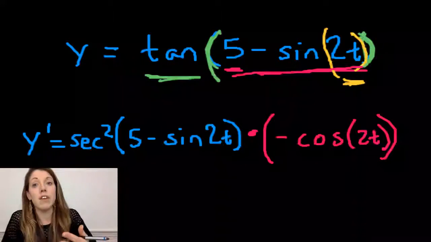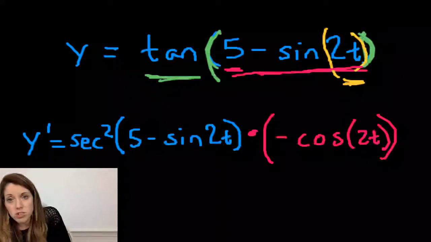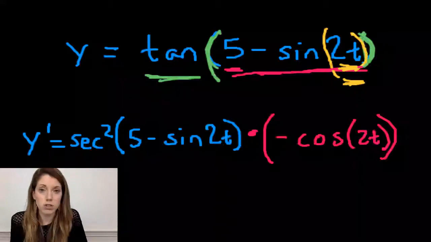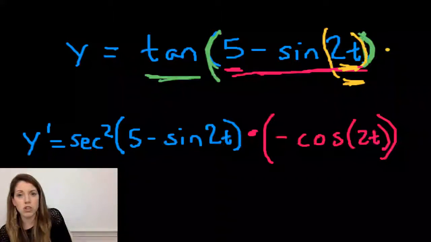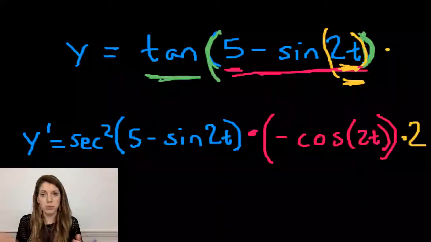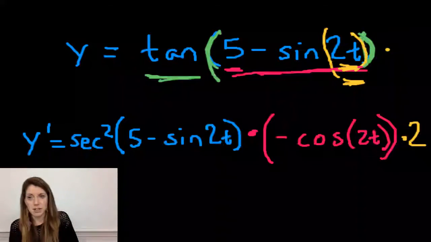Now we take the derivative of the smallest, the one on the very inside, which is 2t. Well, the derivative of 2t is just 2, right? It's like 2x. Derivative of 2t is just 2. And then we're done. Layer 1, 2, 3. Multiply them all together. That's it.